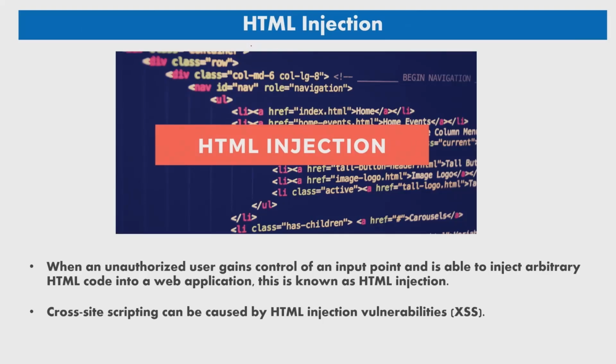So one of the types earlier, right, as I've said, is HTML injection. So when an authorized user gains access control or gains control of an input point and is able to inject arbitrary HTML code into a web application, this is called HTML injection. A successful exploitation could result in the disclosure of a user's session cookies, which an attacker could use to impersonate a victim or change the web page or application content that the victims see. Cross-site scripting can be caused by HTML injection vulnerabilities.